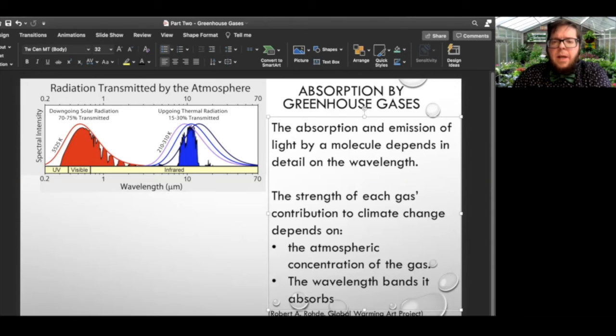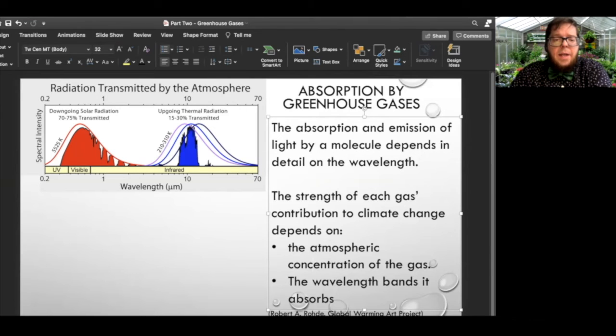Radiation transmitted by the atmosphere. Okay, so this vertical axis is labeled spectral intensity. That's a really fancy term, spectral intensity, but really it's just a stand-in for how much energy we're talking about here. How much radiation energy are we talking about?